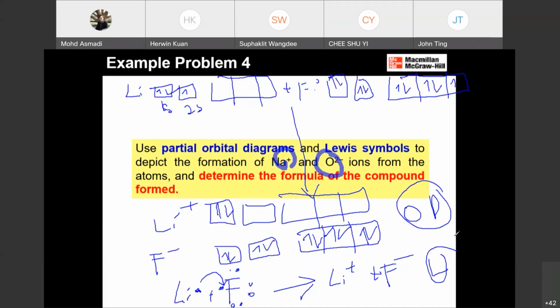Nobody. Who wrote this? Someone wrote it. Doctor? Yes. So we write the orbital diagrams for each of the ions. Yes, yes. Okay. The formation of Na plus and O2 minus. So you have to draw.